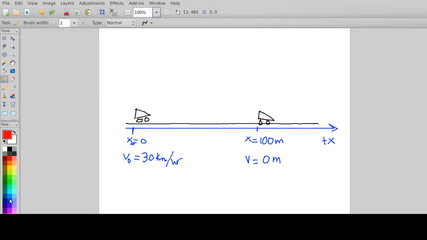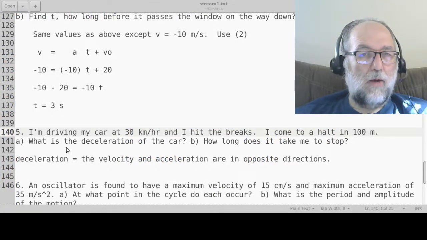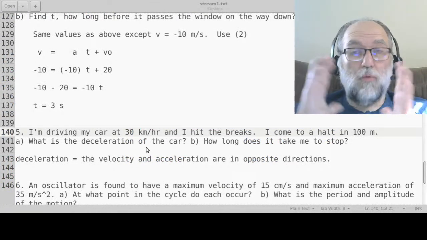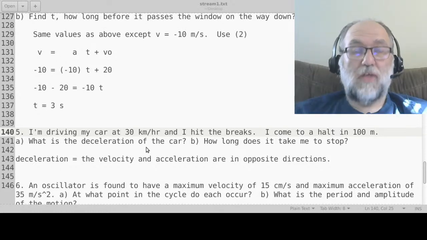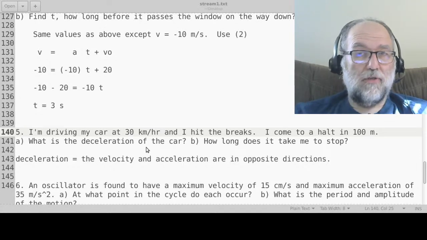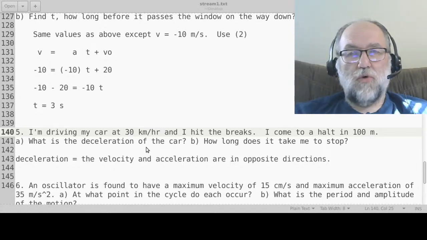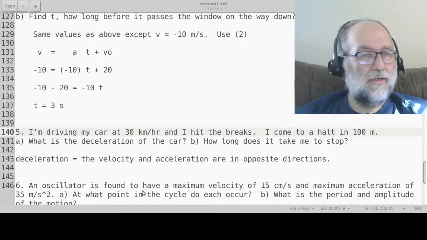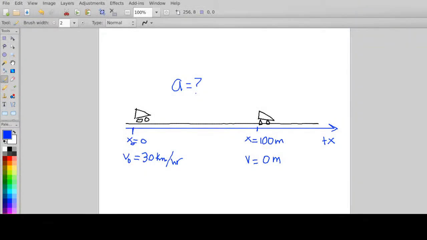And then the only other two quantities are the acceleration, and we don't know what that is. In fact, if you go back to the question, I say here, part A, what is the deceleration of the car? Whenever you see the word deceleration, solve for the acceleration. Deceleration just means that A and V should have opposite signs, and we'll see that that turns out. But don't let that word deceleration throw you off. It's not some other thing. It is just the acceleration. So we don't know what A is, and we also don't know the time, how long it takes to come to a halt. Those two are unknown.